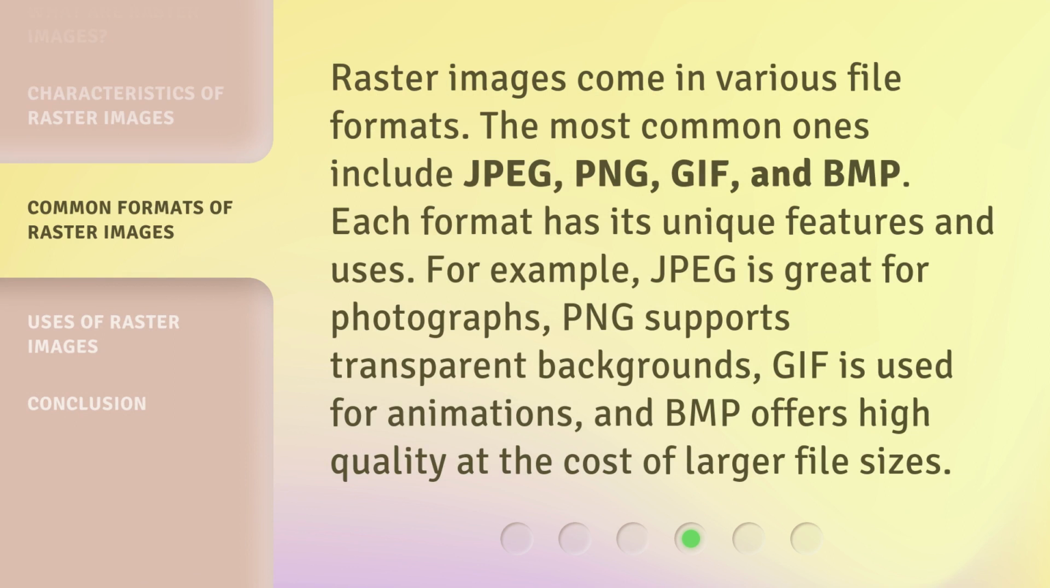Raster images come in various file formats. The most common ones include JPEG, PNG, GIF, and BMP. Each format has its unique features and uses. For example, JPEG is great for photographs, PNG supports transparent backgrounds, GIF is used for animations, and BMP offers high quality at the cost of larger file sizes.